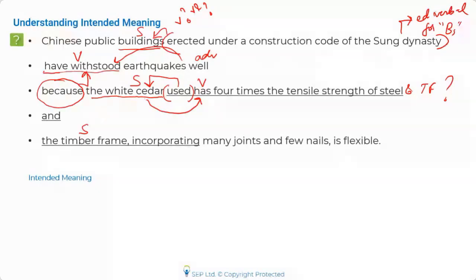Okay, so let's move on. This was the tricky part, and the timber frame. All right, what about the timber frame?